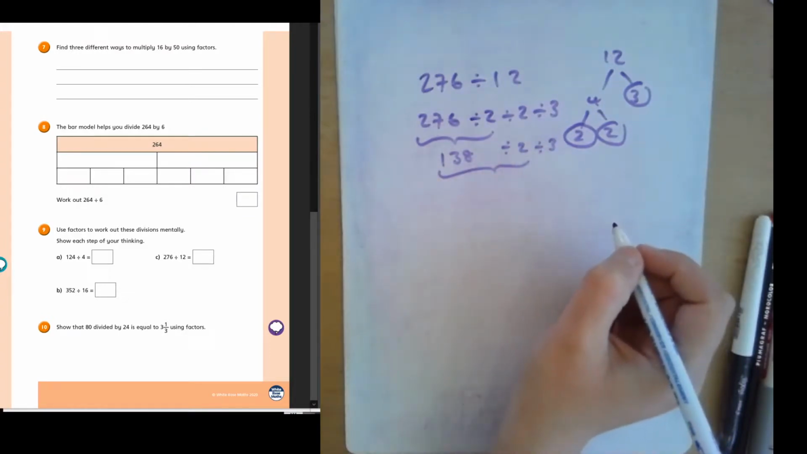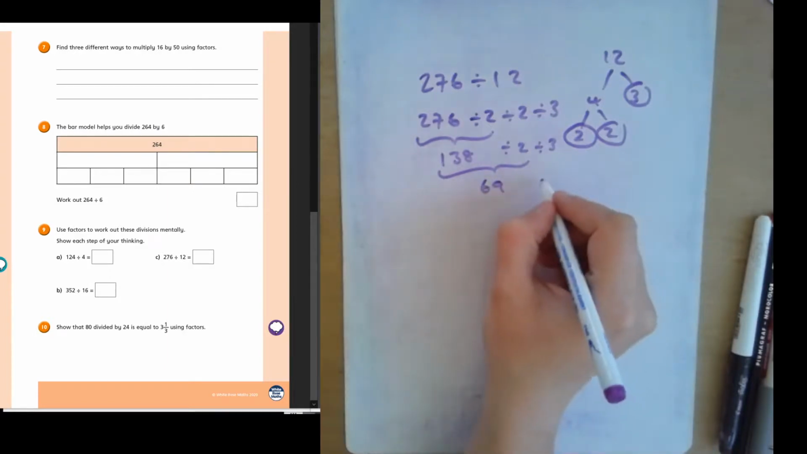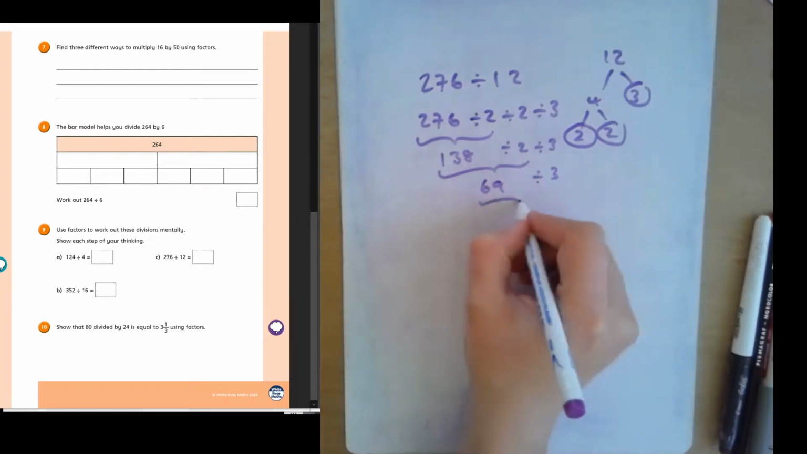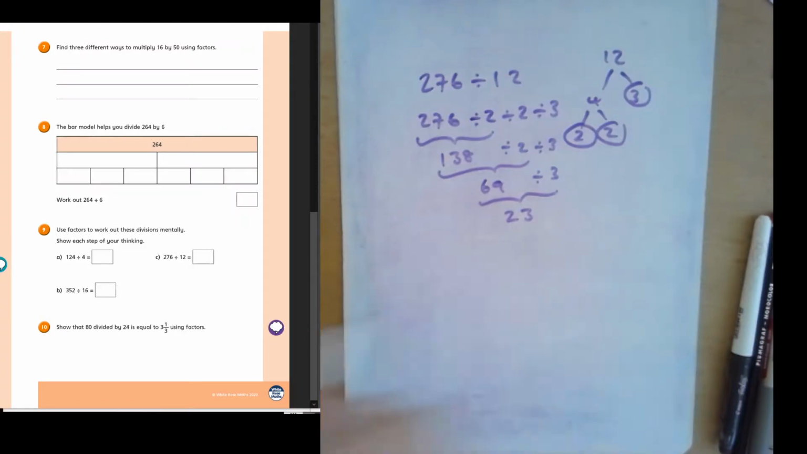Then do 138 divided by 2, which is 69, and then do 69 divided by 3, which is 23. Okay, nice and easy.